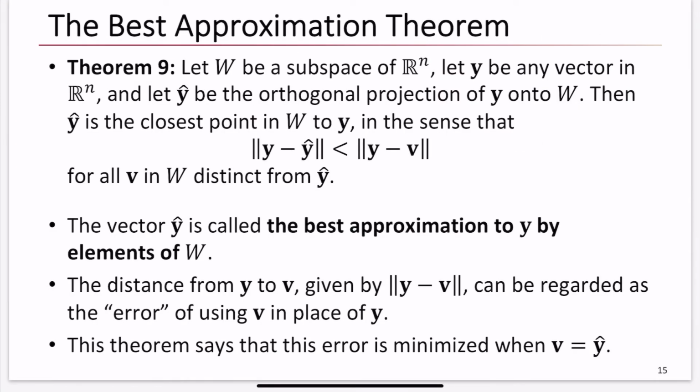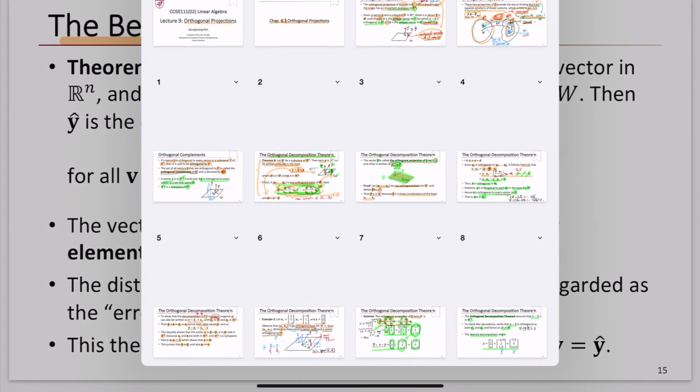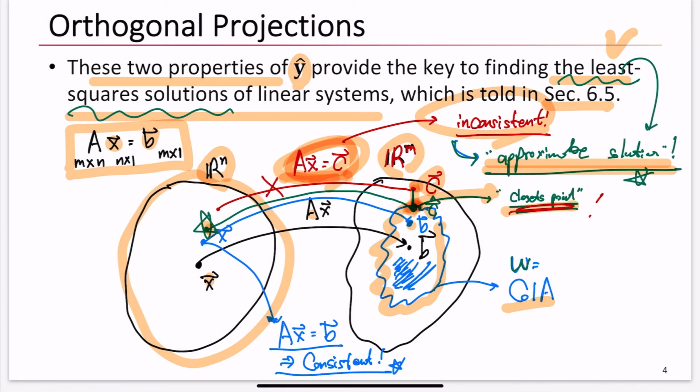Right, let's get started. So today we will finish lecture 9, orthogonal projections. At the end of this lecture note 9, we will see the best approximation theorem, which is related to the closest point from the vector to the subspace W, as we discussed here. So we want to find out the closest point here.